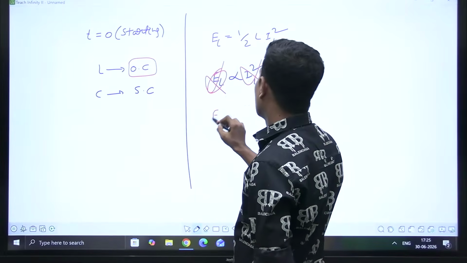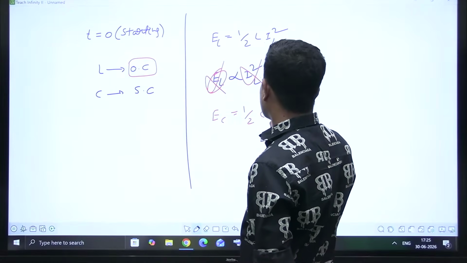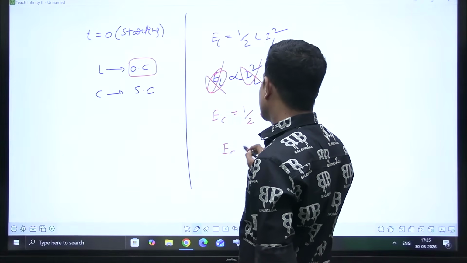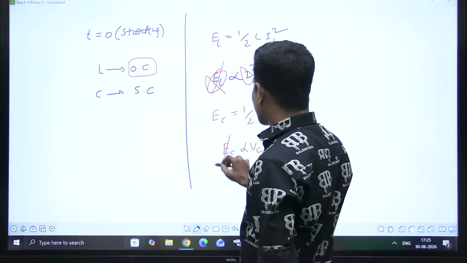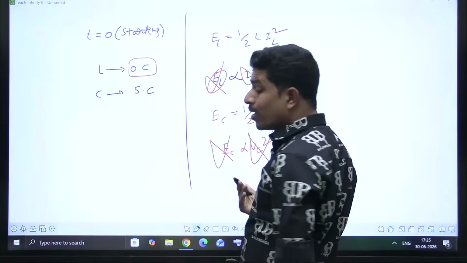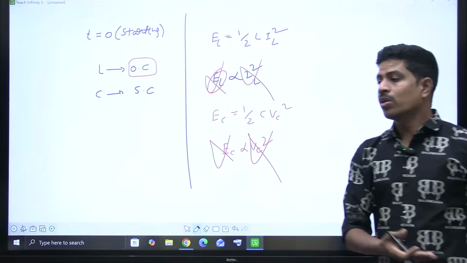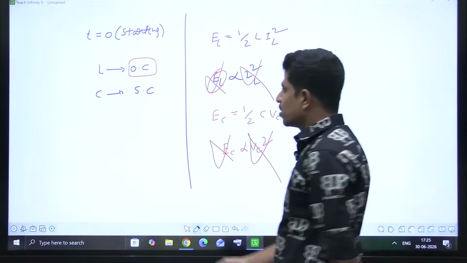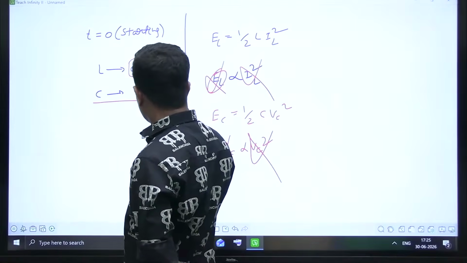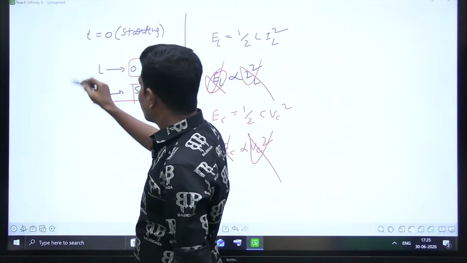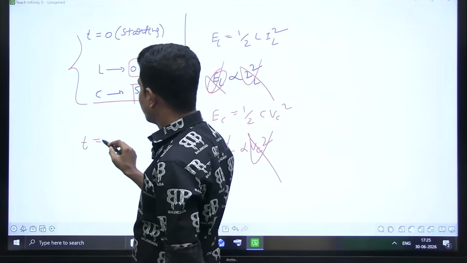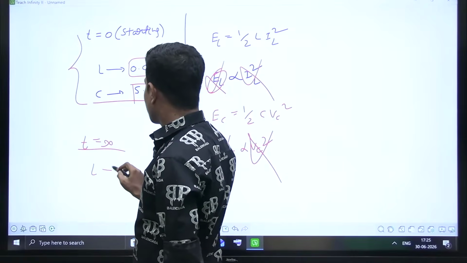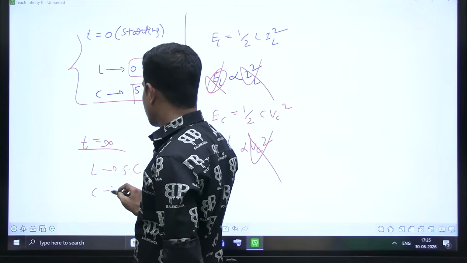For a capacitor, what is the energy formula? Half C Vc square. So EC is directly proportional to Vc square. This cannot change suddenly, therefore voltage cannot change suddenly. If the previous voltage is 0, the present voltage is also obviously 0. So the capacitor will behave as voltage is 0, means short circuit. Now this is exactly reverse at t is equal to infinity. At t is equal to infinity, inductor behaves as short circuit, capacitor behaves as open circuit.